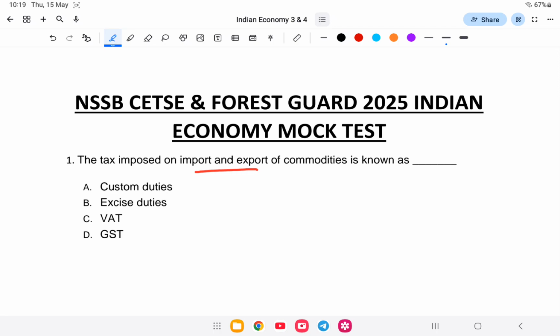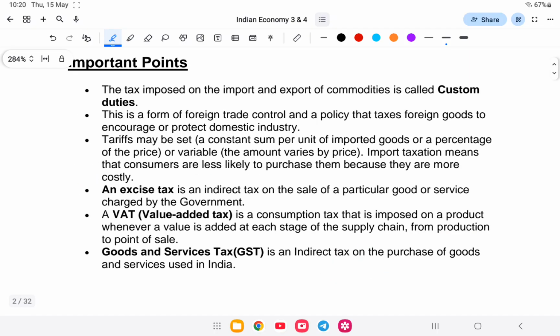So import or export, for example, United States ba saman anala or saman ke bigri gorla itu ke tax kate. So itu tax ke matemon, is it a custom, excise, VAT or GST? So what is the answer? The answer is what? Option number A, custom duties. Let us study in detail. So the tax imposed on import and export of commodities is called custom. It is a form of foreign trade control.